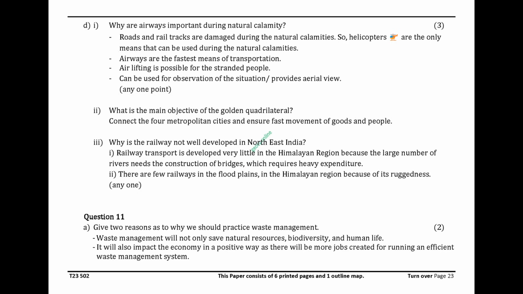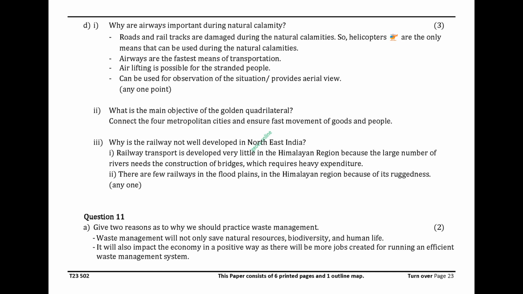Why are airways important during natural calamity? Roads and rail tracks are damaged during the natural calamities. So, helicopters are the only means that can be used during the natural calamities. Airways are the fastest means of transportation. Airlifting is possible for the stranded people. Can be used for observation of the situation, provides aerial view. Any 1 point.